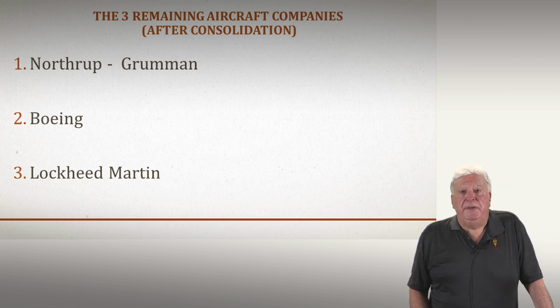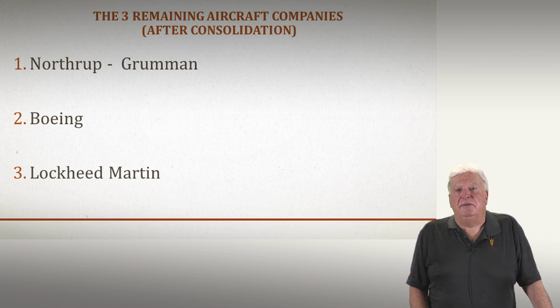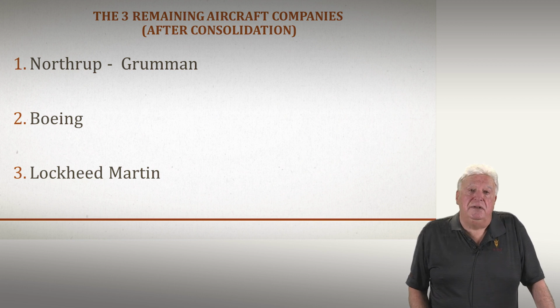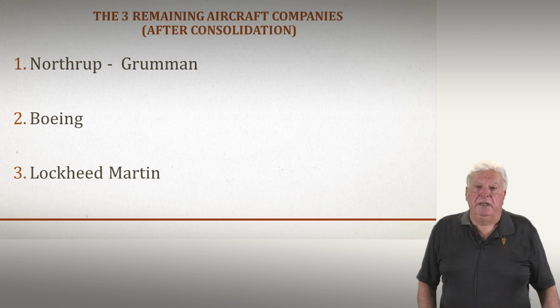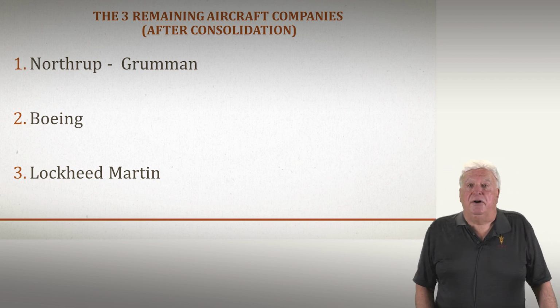For us in the aerospace industry, it was a bittersweet victory, as we could see the handwriting on the wall. Soon the government forced the consolidation of the aforementioned 13 aerospace companies into what is today 3 major aerospace companies capable of building military aircraft. They are Northrop Grumman, Boeing, and Lockheed Martin.